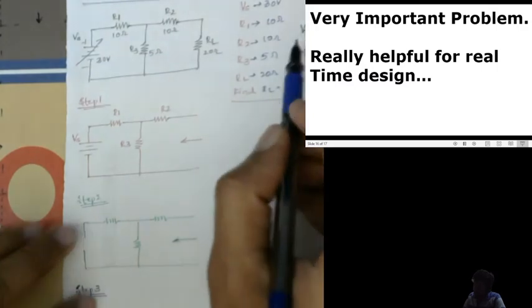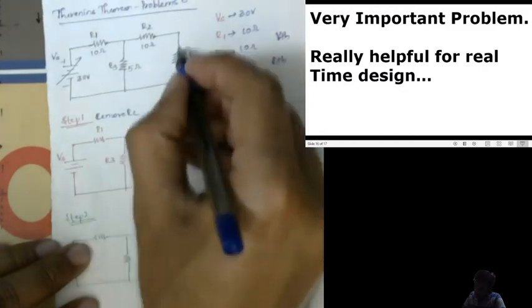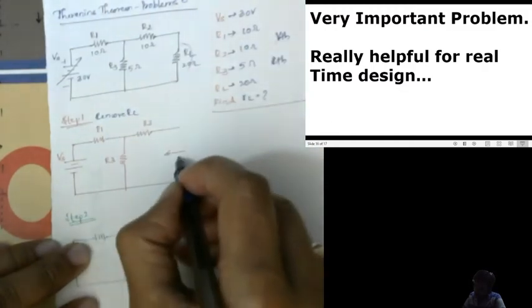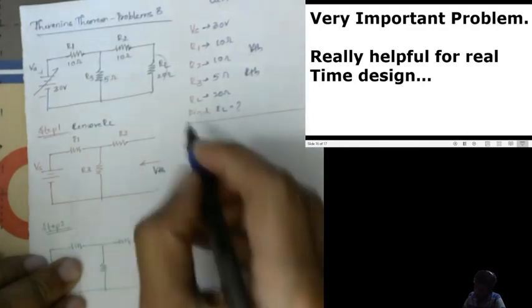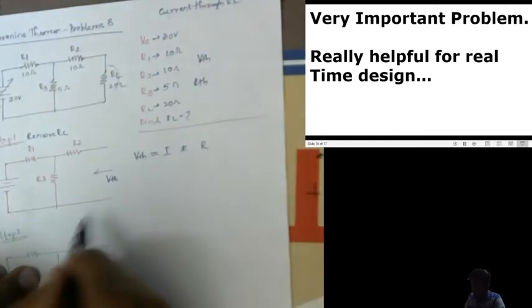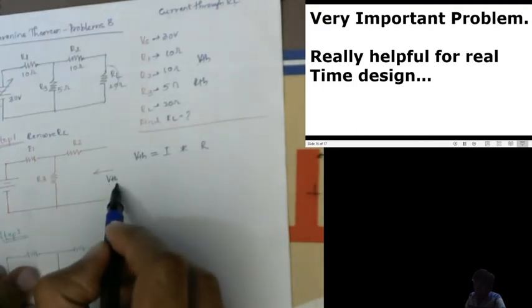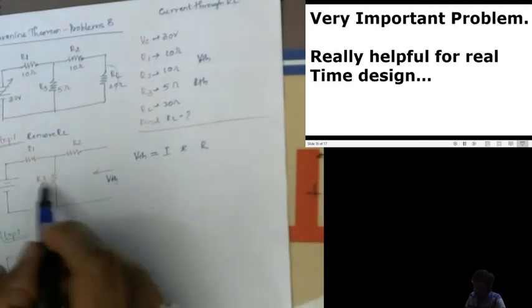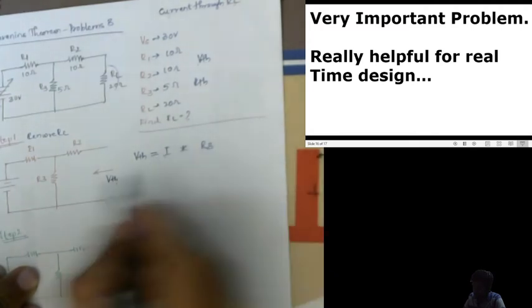In order to find the VTS value, again remove RL, and write this type of circuit. Here VTS is equal to I into R. The voltage across R3 is nothing but VTS. This R value is R3, therefore write R3 here.